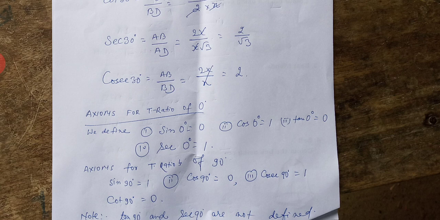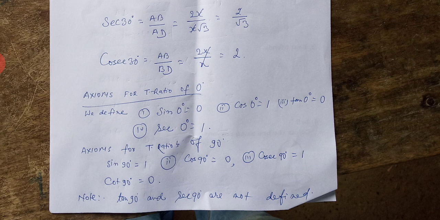Now assume for T ratios of 90 degree, sin 90 degree is equal to 1, cos 90 degree is equal to 0, cosec 90 degree is equal to 1, cot 90 degree is equal to 0, which you have to also learn. Note, tan 90 degree and sec 90 degree are not defined.